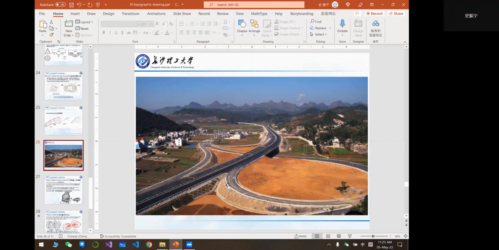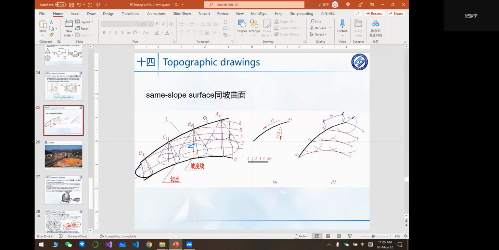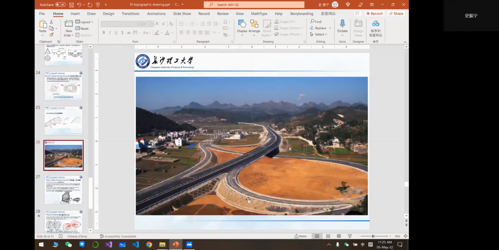Usually, as for this road, the embankment has the same slope at each section, but the line is a curve. So the surface of the embankment is also a curve, and it is usually the same slope surface, like this part.